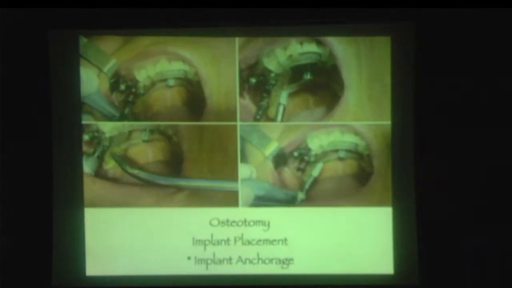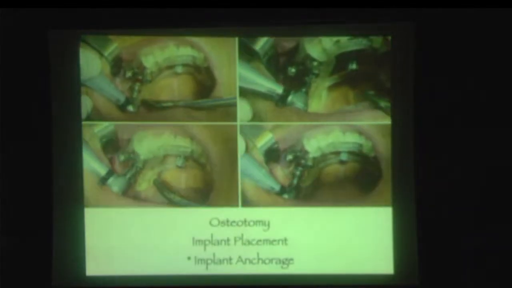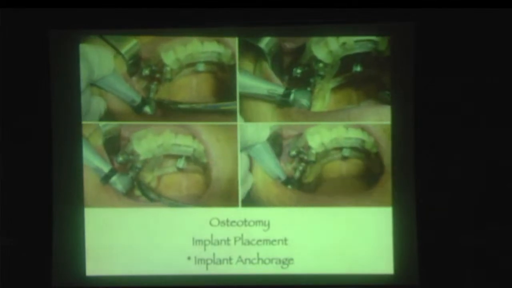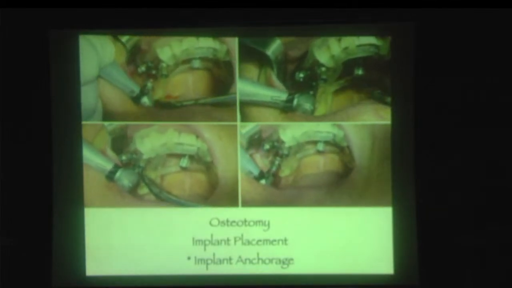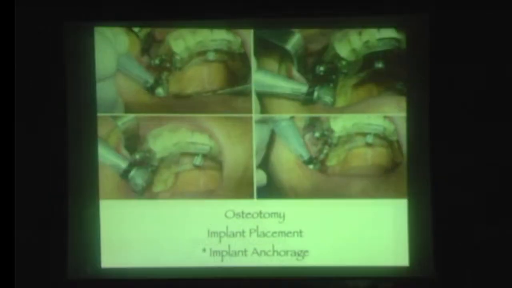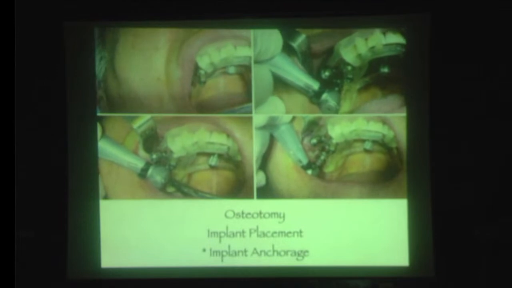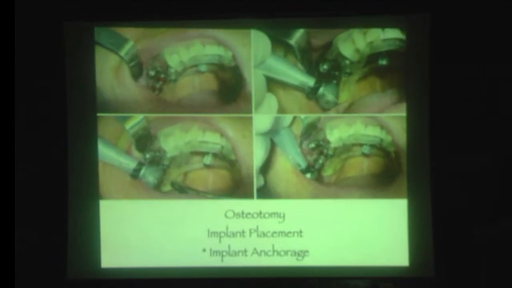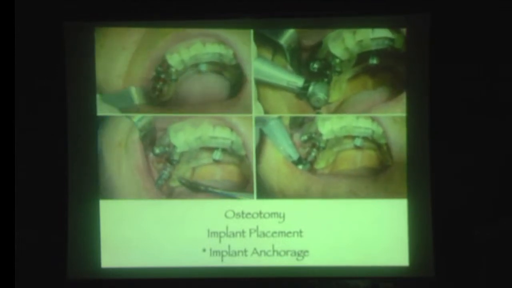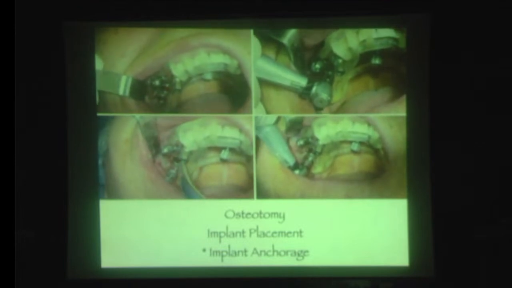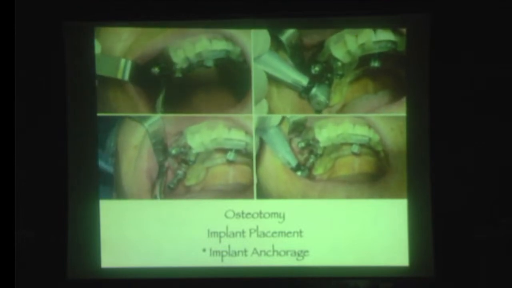And now I make the osteotomy. I continue on the osteotomy, and I make the implant placement. After it, I get the anchorage from implants. 3 anchorages: fixation pins, socket anchorage, and implant placed anchorage.